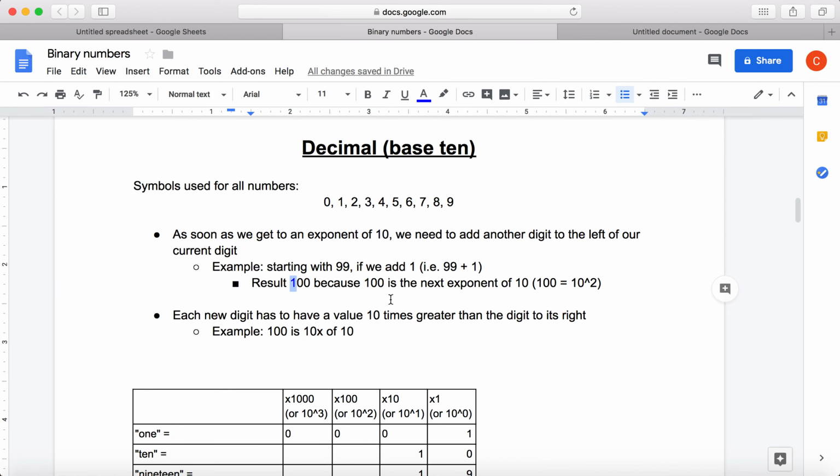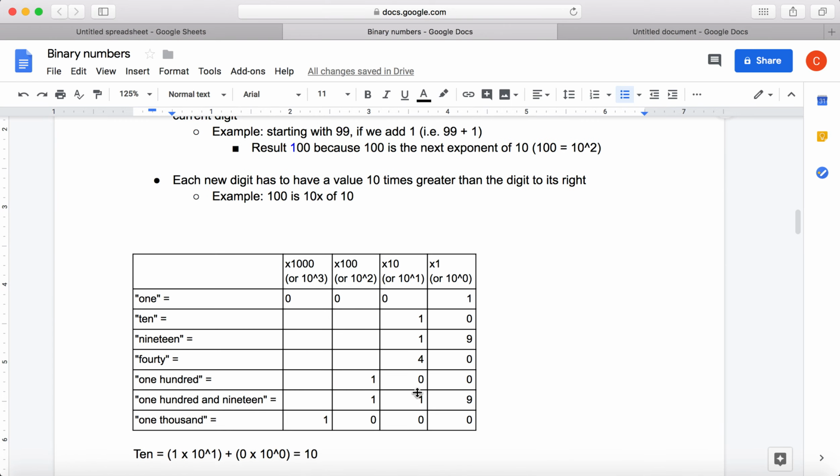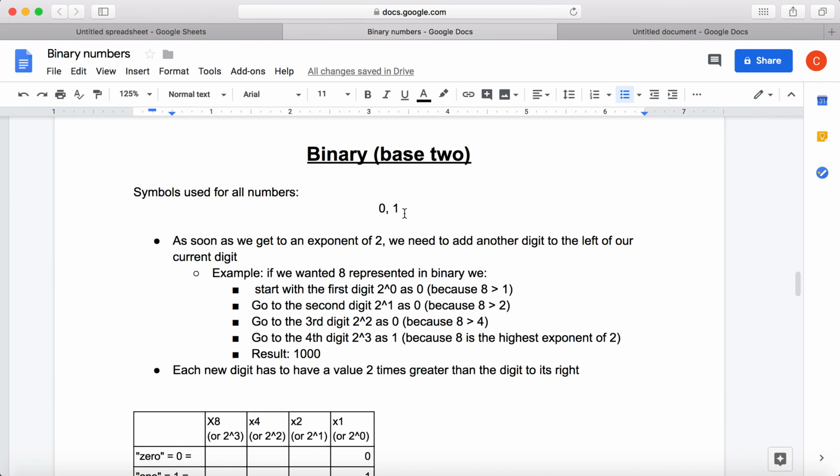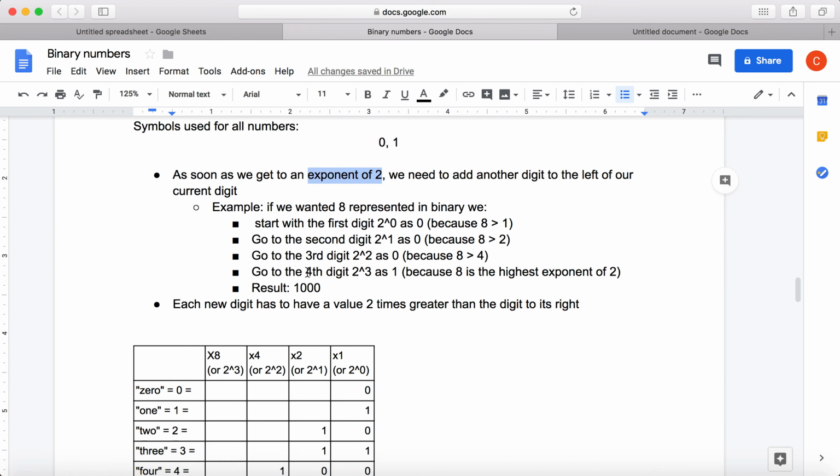So instead of having 10 symbols to choose from, we now will only have 2 symbols to choose from, 0 and 1. And instead of having an exponent of 10, now our exponent will be 2. So the symbols that we use are 0 and 1, and as soon as we get to an exponent of 2 now, we need to add another digit to the left of our current digit.